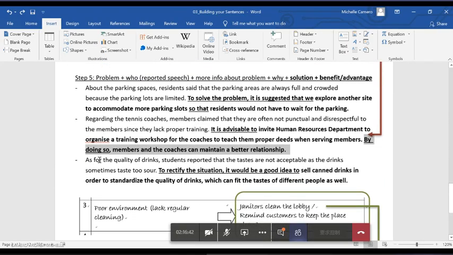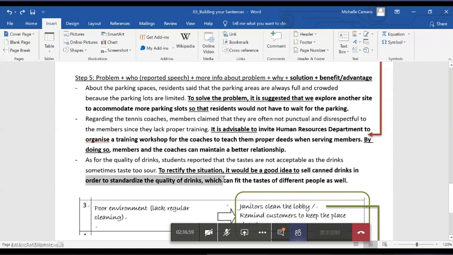Next one, as for the quality of drinks, students reported that the tastes are not acceptable as the drinks sometimes taste too sour. So that's steps 1 through 4. To rectify the situation, it would be a good idea to sell canned drinks. This is part of step 5. This is the solution.